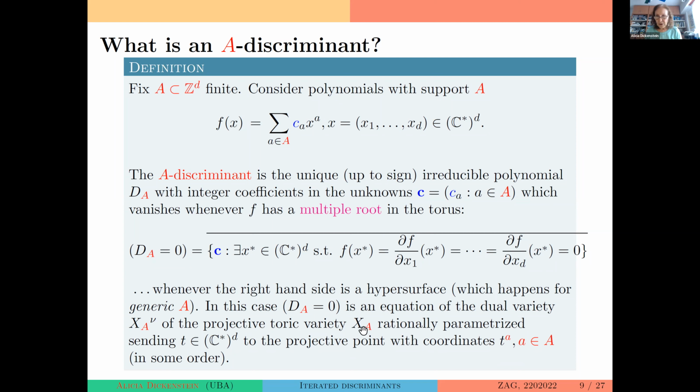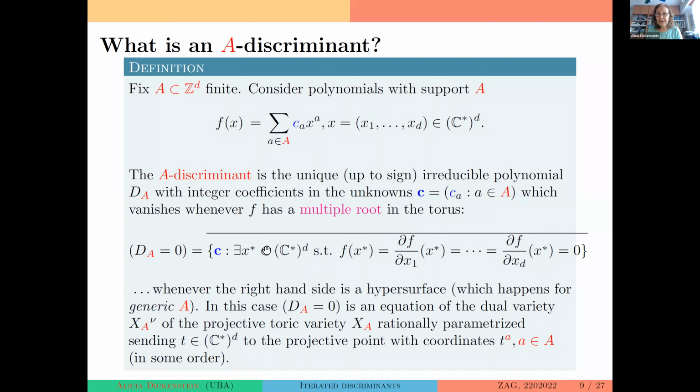And then the closure of the image is this variety X_A. It will lie in P raised to the cardinality of A minus 1. And this X_A has a dual variety. The dual variety consists of the hyperplanes that intersect X_A in a tangential way.